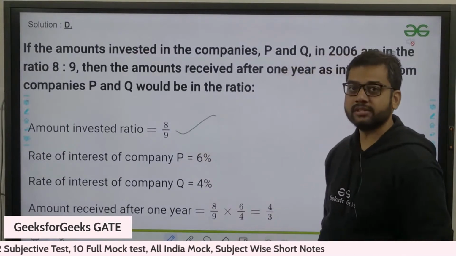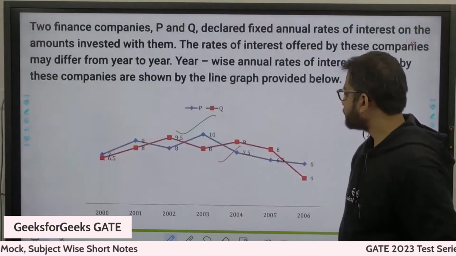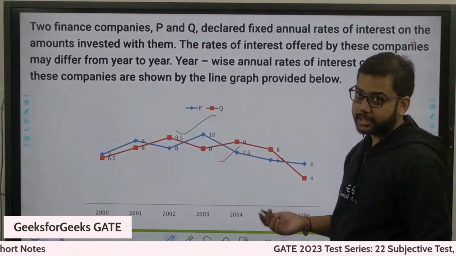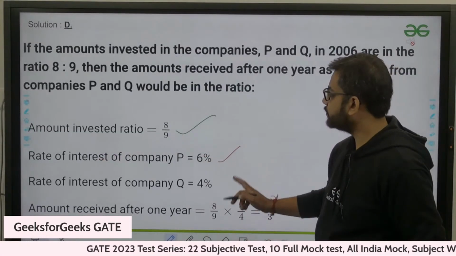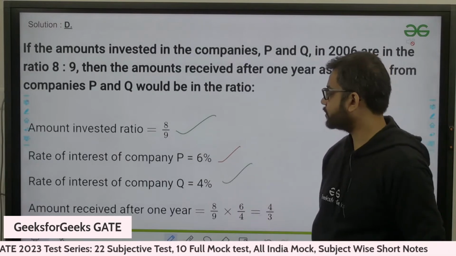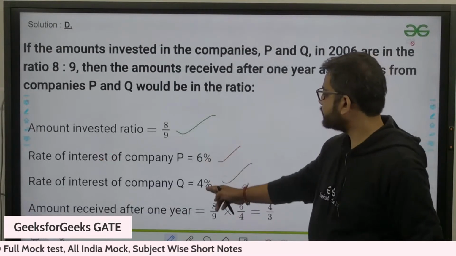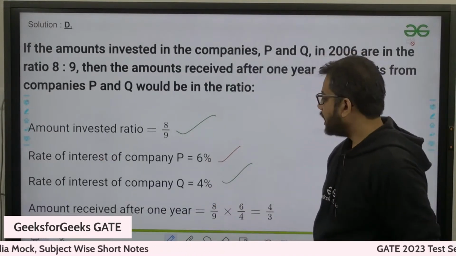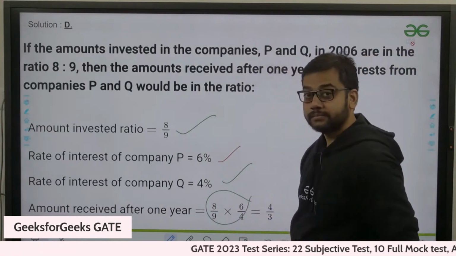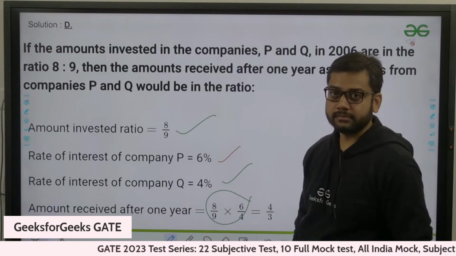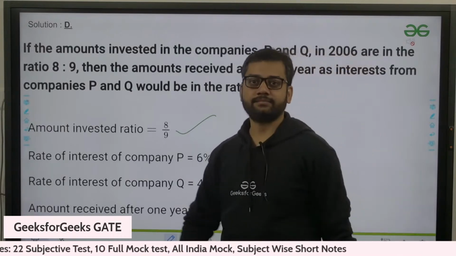So the amount invested in 2006 is 8:9. The rate of interest is also considered as a percentage. The rate of interest in company P is equal to 6%, and the rate of interest of company Q is 4%. I have written this data: P 6%, Q 4%. For the amount received after 1 year, just multiply these. Are you able to understand?